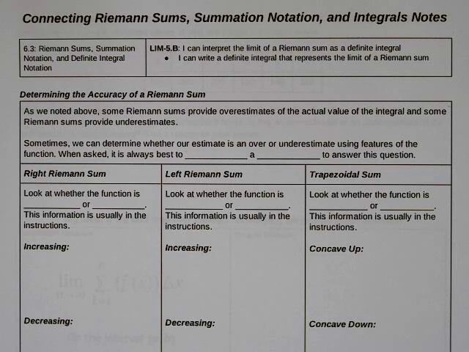Hey everyone, so we've spent some time looking at Riemann sums and integral notation and connecting them and finding the area underneath curves. So now we're going to dive a little bit deeper into connecting Riemann sums to summation notation and integrals, and being able to figure out how exactly they are connected and what we are going to be doing with this stuff. So when we find a Riemann sum, we know that we're looking at an estimate.